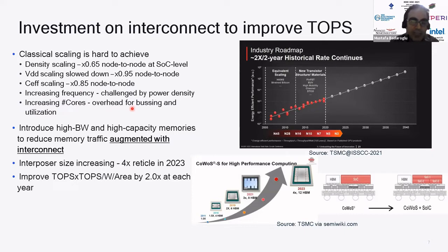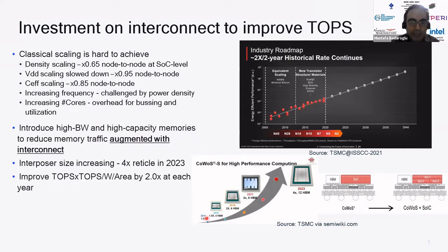So that's why there is the solution for system scaling, because of these scaling challenges. Introducing high bandwidth and high capacity memory has been basically the effort of the last 4 years, and it is defining maybe another 5 years ahead, which is improving the memory traffic augmented by the interconnect.